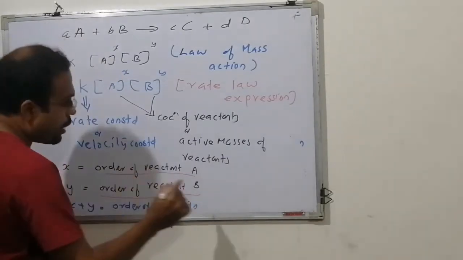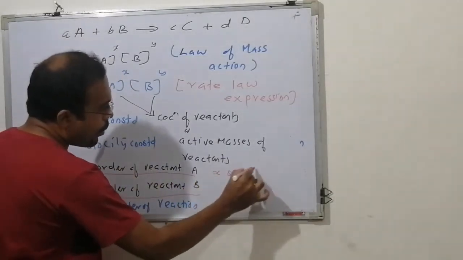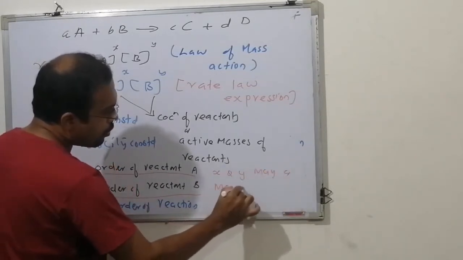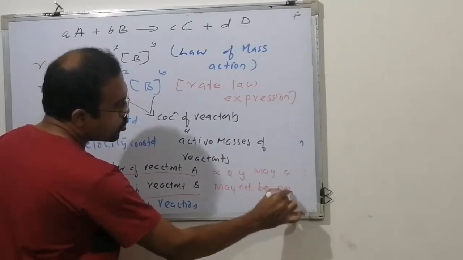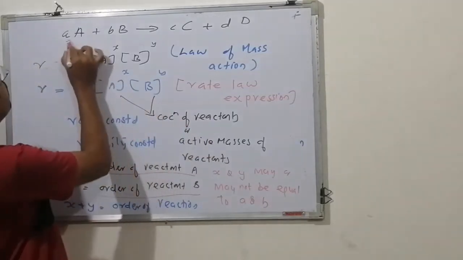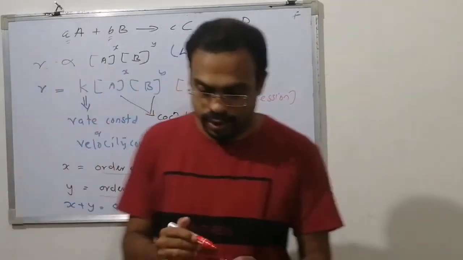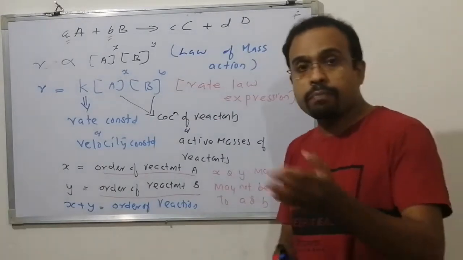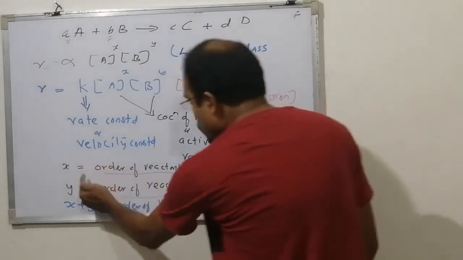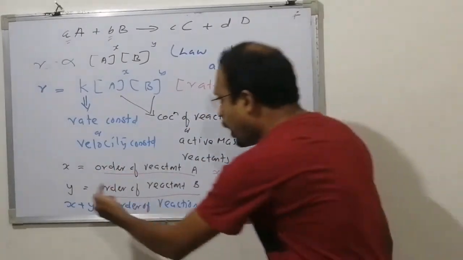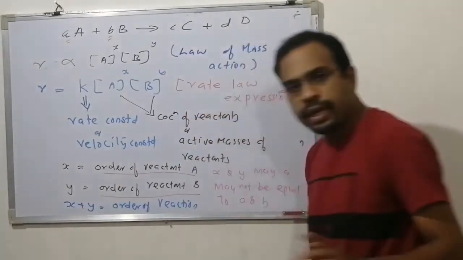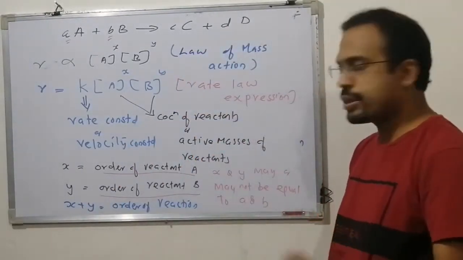Now, I will tell you one point. X and Y may or may not be equal to small letter a and b. Very, very important concept I am going to explain here. X is order of reactant A. Y is order of reactant B. X plus Y is order of reaction.